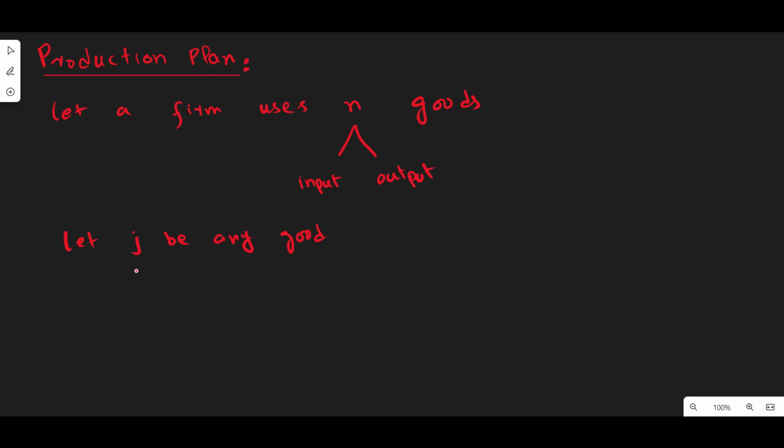So if we use this J good as input, it will be represented by small yj input. But if we use the same good as output, it will be yj output. And the net output will be y, and this is equal to output minus input. So it is equal to yj output minus yj input. And this can be equal to zero, this can be greater than zero, or this can be less than zero.